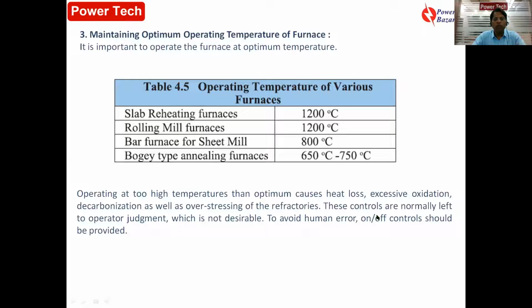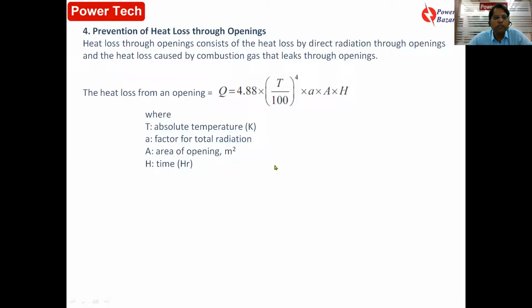Now, but if the temperature is low, what will happen? If we operate at low temperature, they will not get adequate softening of the material, and further processing of the slab, rolling mill or rolled coil, billet will be difficult. So the temperature should be in the optimum range.